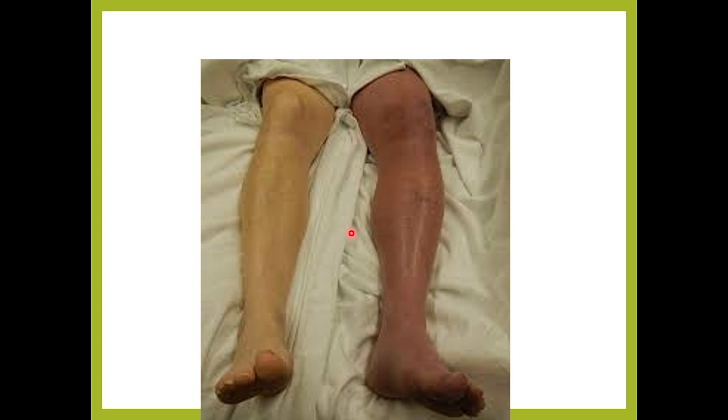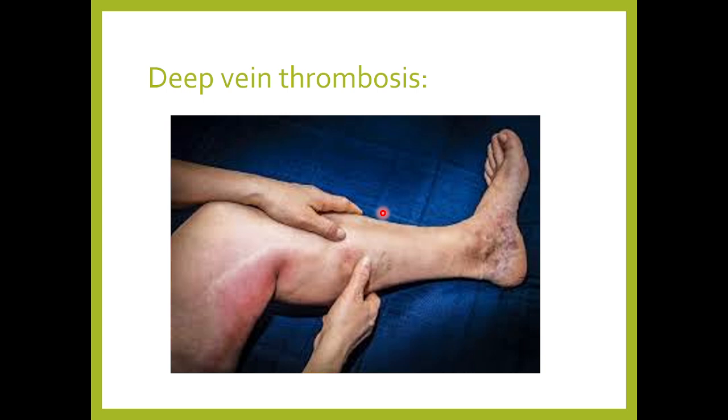Also, you palpate the calf muscles bilaterally, and you should look at the face of the patient. With any palpation, you should look at the face of the patient. Tender and tense calf muscles are suggestive of deep vein thrombosis. This is a case of deep vein thrombosis. You see here the calf muscles are swollen, tender and tense, and there is ulceration, varicose veins, skin changes in the lower leg, suggestive of deep vein thrombosis.